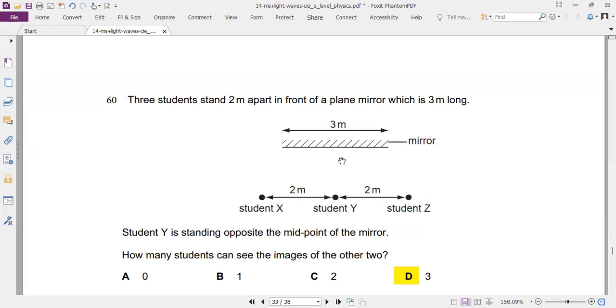Student Z sends a ray in the middle that goes into the eye of X. So Z is also visible to X. If X can see both, then Z can see both because they're both at the same distance. Now consider student Y. Z sends a ray here to reach student Y, possible. X sends a ray here to reach Y, possible. So all three students can see each other in this arrangement.